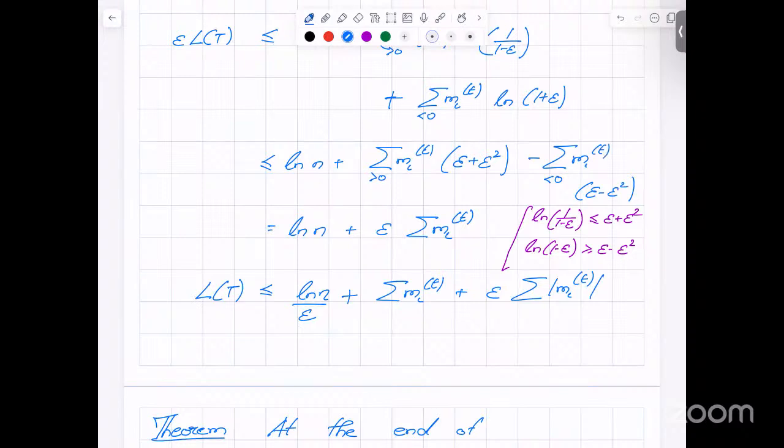But for ln 1 plus epsilon, what I need over there is a lower bound, because the m_i^t that come before it are all negative. I need a lower bound on it, that is epsilon minus epsilon square. But then how is the third term? The third term, what happened? The third term in the last equation. In the last equation, how do I get this? The epsilon goes.